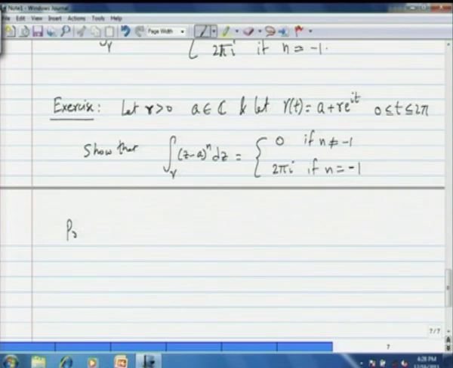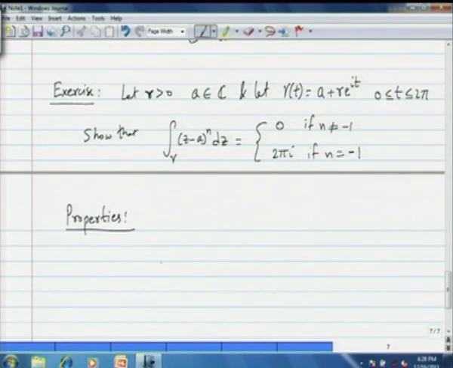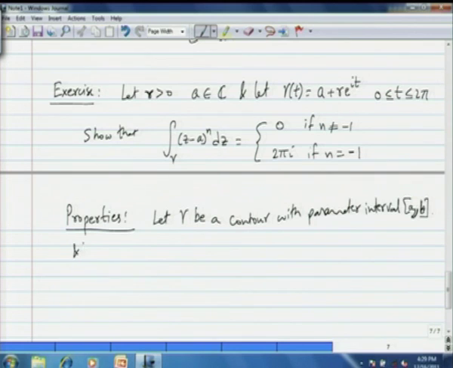And now, we have some properties of this contour integral, some easy properties and then some properties that we will prove. These easy properties are quite easy to see, so I will not prove them. The first of them I want to say is that, so I have to state my assumptions. Let gamma be a contour with parameter interval a b, and let f and g from gamma star to C be continuous.